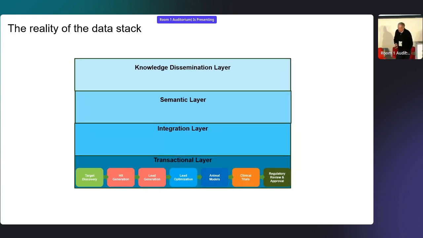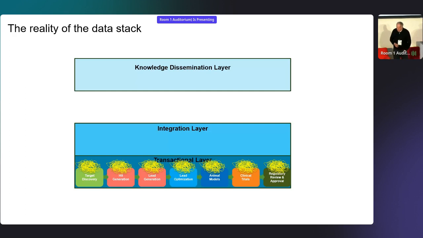What's the reality? Well, first of all, the semantic layer rarely exists. And if it does, it's in pieces and parts. So take that out. Can't find it anywhere. Nobody wants to make the investment in it. It costs too much, and you can't find the business case for it.